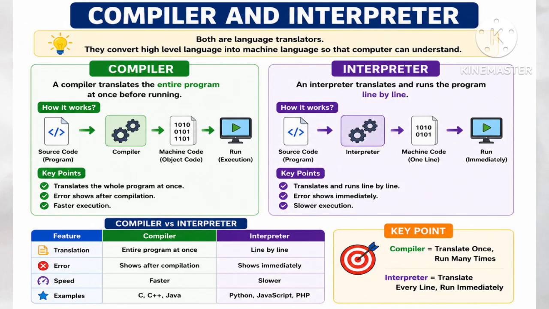Next one is interpreter. What the interpreter does is it translates the program line by line. How does an interpreter work? 1. Reads one line. 2. Then interpreter translates it. 3. Runs it immediately. 4. Moves to next line. So the interpreter works line by line, shows errors immediately, but it is slower because it works step by step. Examples are languages like Python, JavaScript.